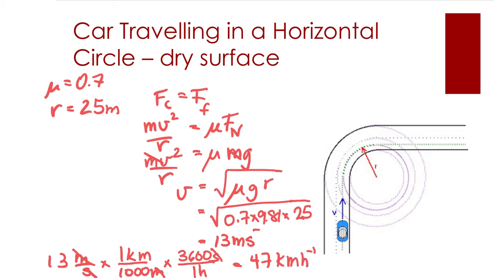That means on the dry surface with this radius, if I go faster than 47 kilometers per hour, the friction will not be strong enough to cause a centripetal force, and I will not make this corner. I will continue in a straight line and run off the road.